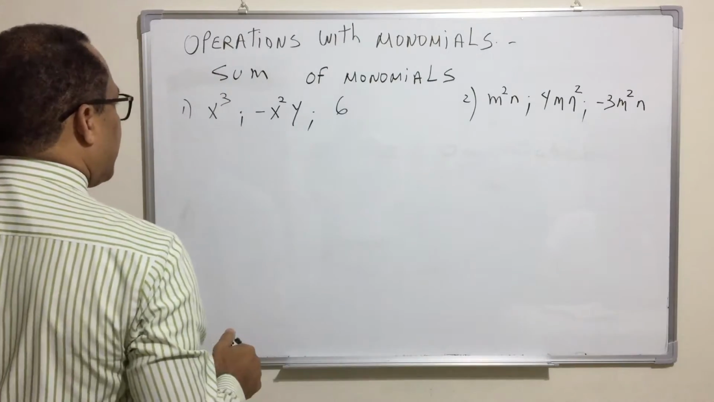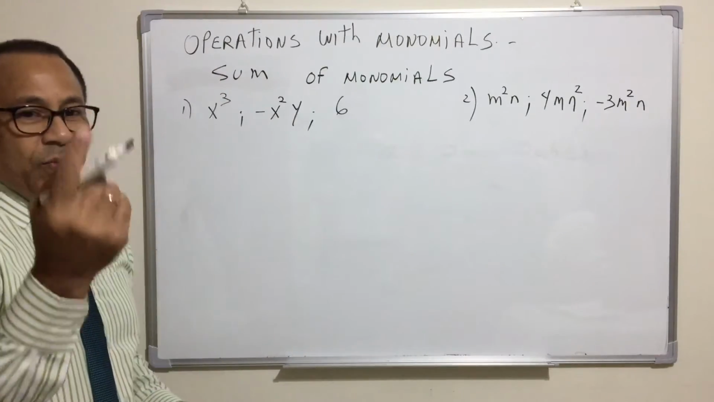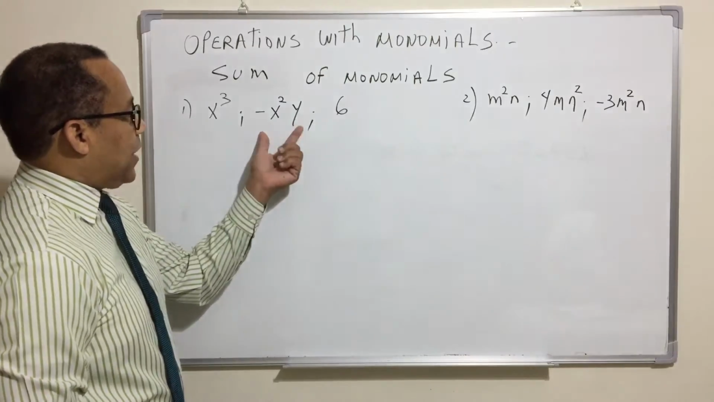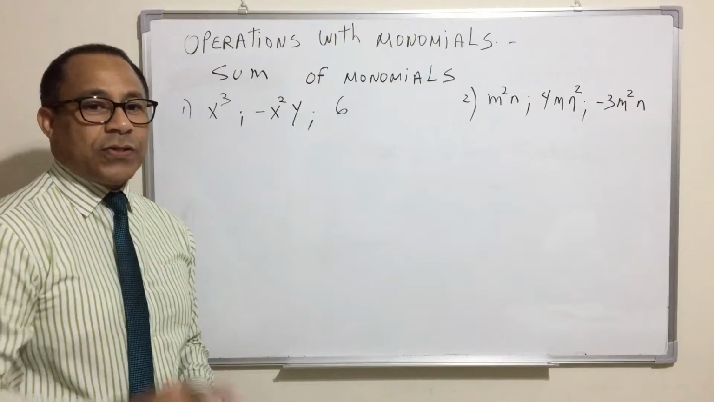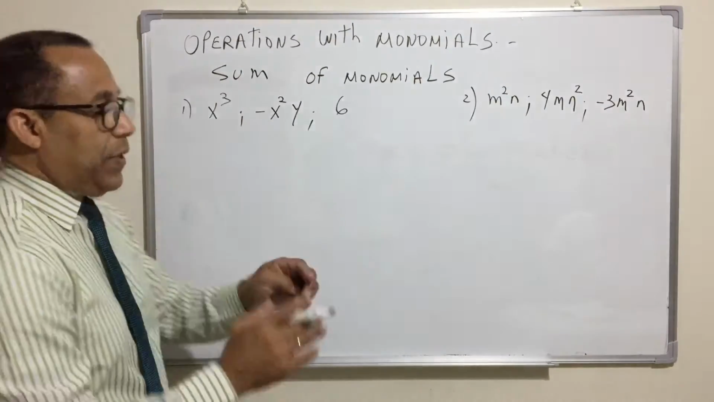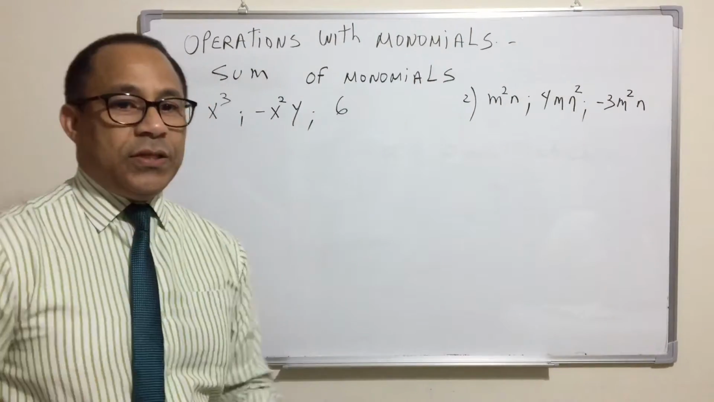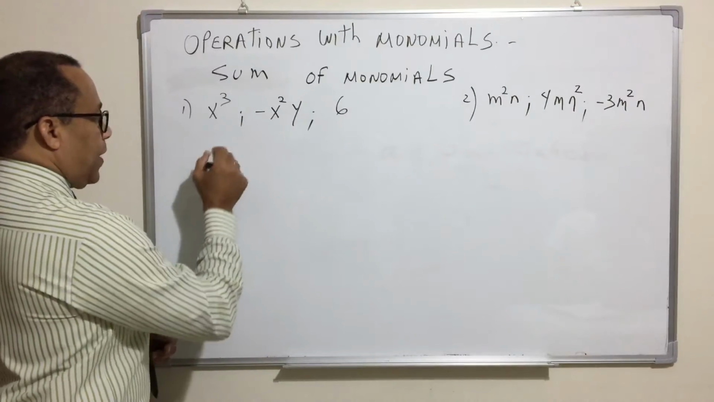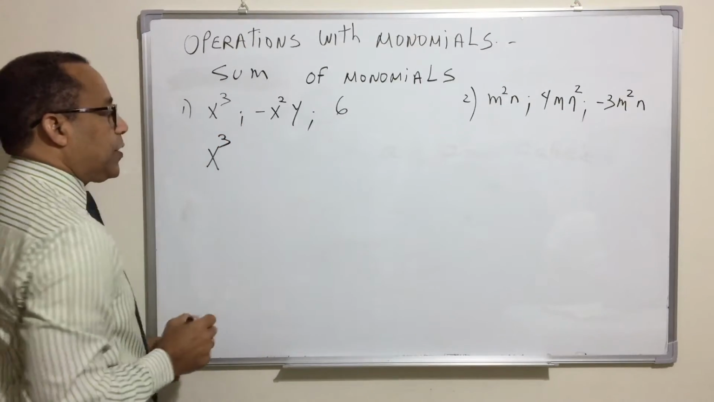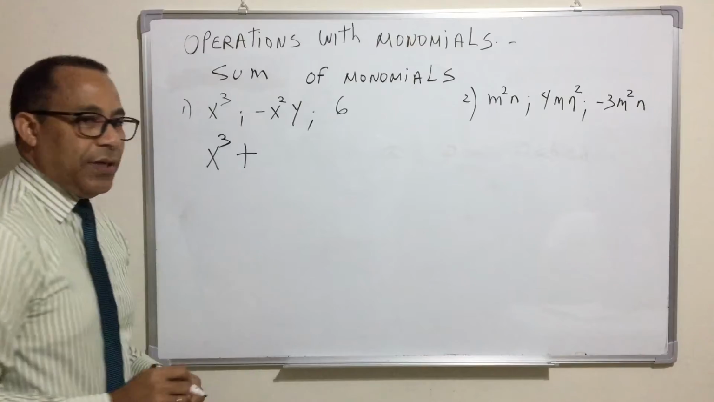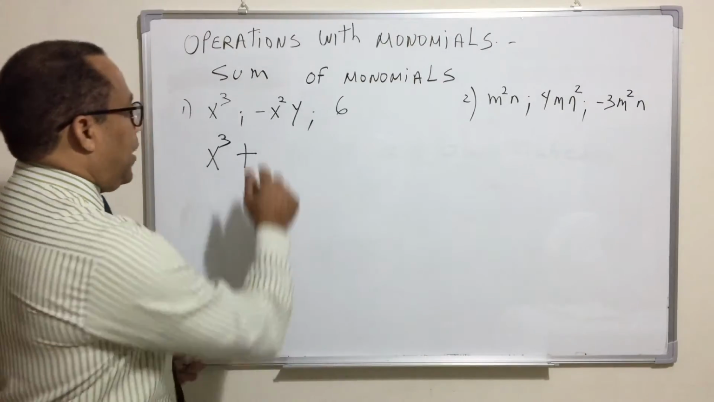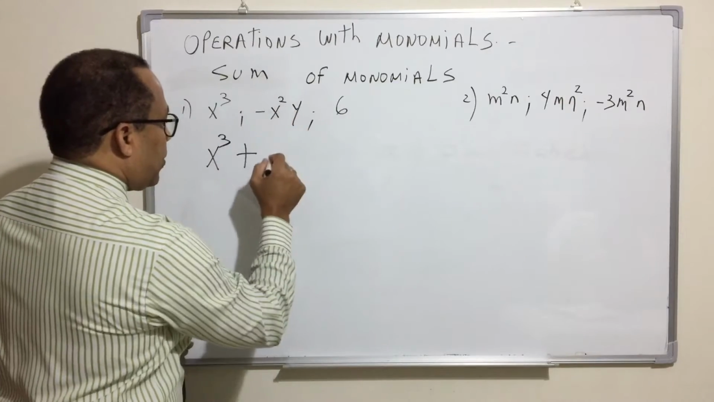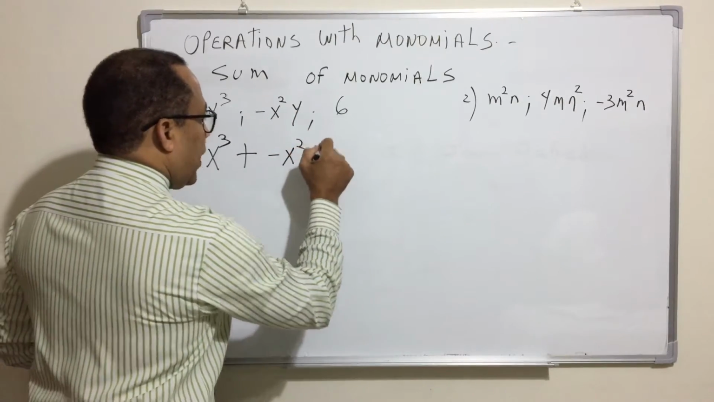Exercise number 1: x to the third power, it's only one term. Negative x to the second y is only one term. And 6 is also only one term. We are going to be adding those three terms. Let's add them. X to the third plus, because I'm adding them, so I need to have a plus sign. Bring down the second term, which is negative x to the second y.